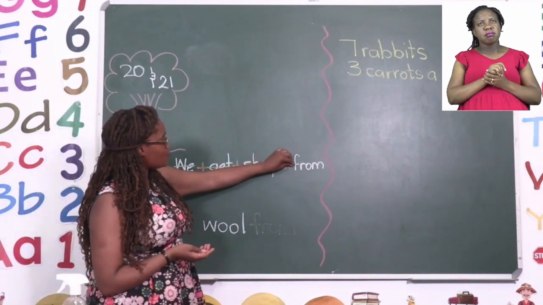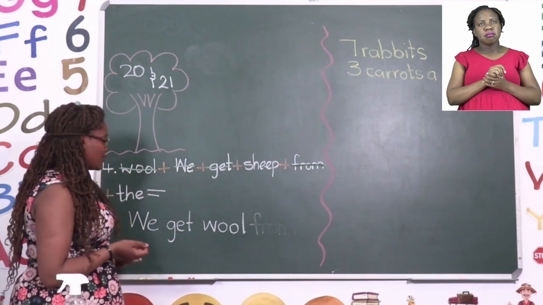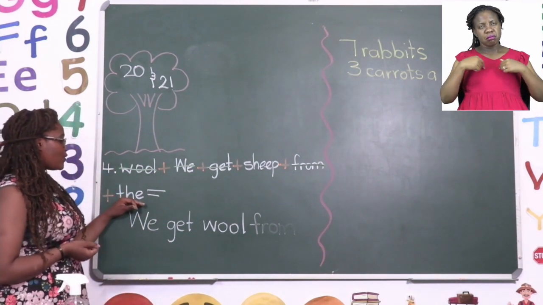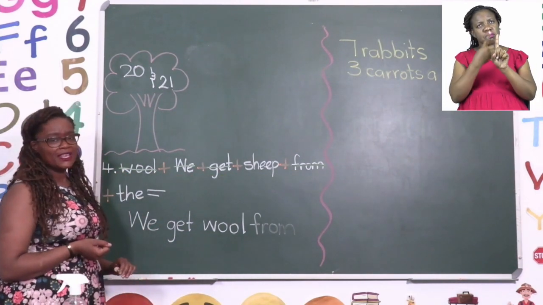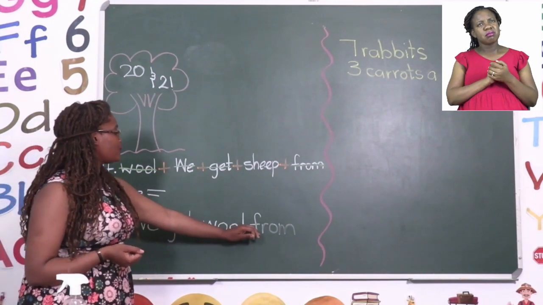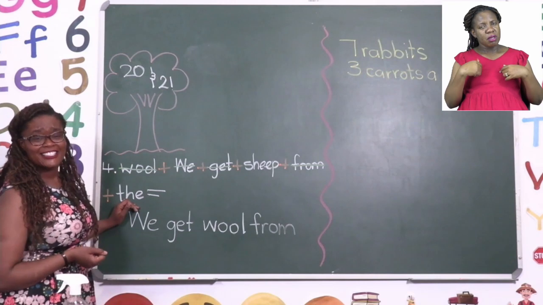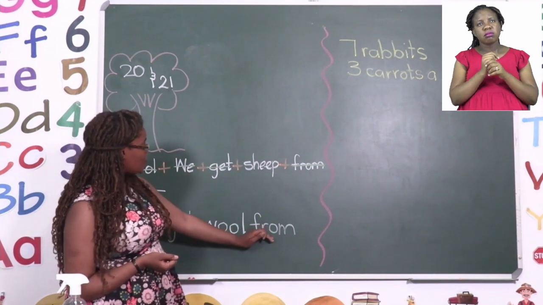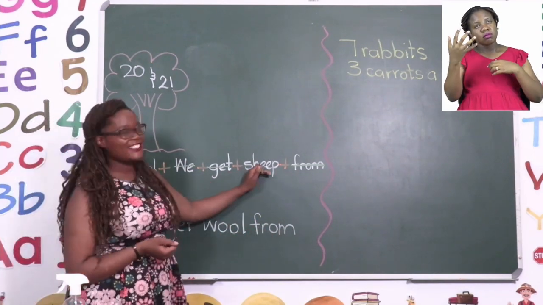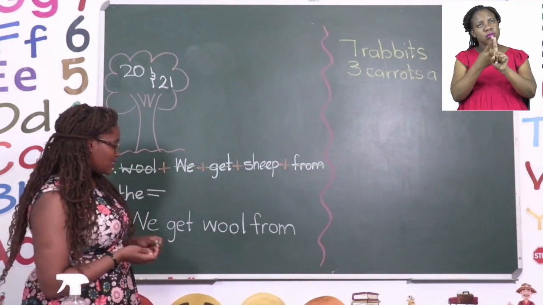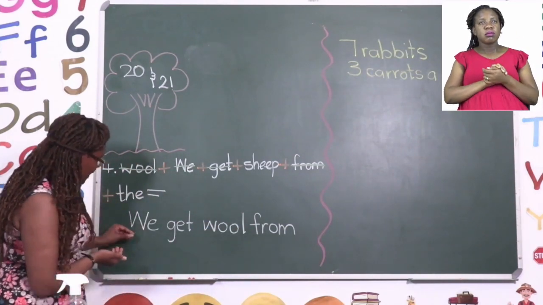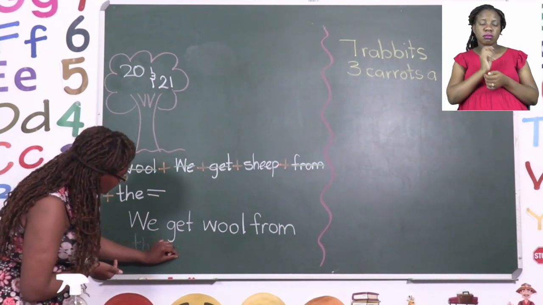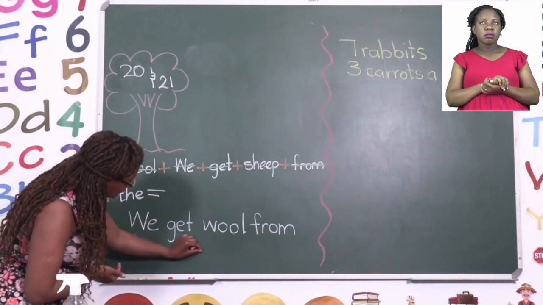So let's go ahead and cancel the word from. Now we are saying we get wool from. We only have the word the and the word sheep. Now we can't say we get wool from sheep the. It doesn't make sense. So what we will say is we get wool from the sheep. So now we have finished our sentence. From, and then you go ahead and write the word the. And then the last word is sheep.